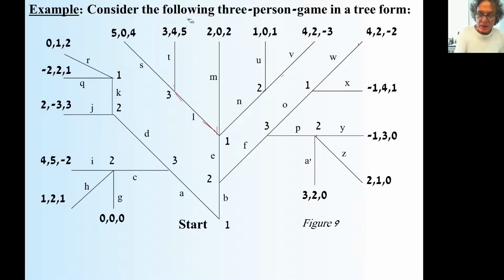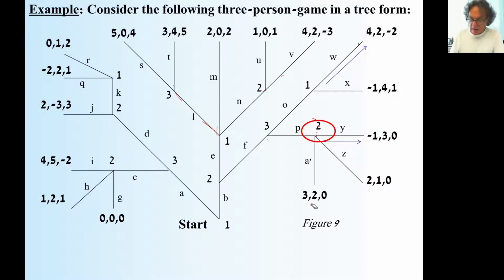Okay, now let's analyze backwards. So let's look at this node. Player 1 can go either W or X. If he goes W, he gets 4. If he goes X, he gets minus 1. So he's best off going W to get 4 and not minus 1. Let's look at player 2. I have to compare the payoff of player 2 if she goes Y, Z, or A prime. If she goes Y, she gets 3. If she goes Z, she gets 1. If she goes A prime, she gets 2. So she compares 3 to 1 to 2, and therefore she takes the Y that gives her 3.